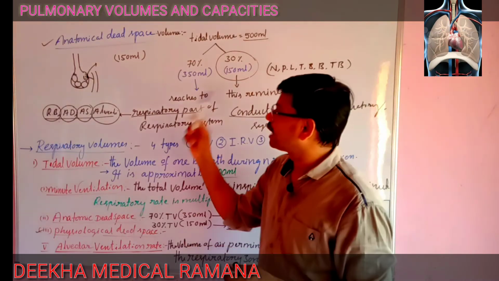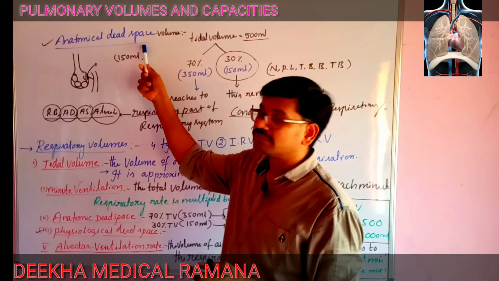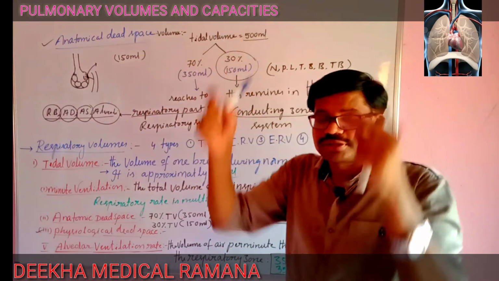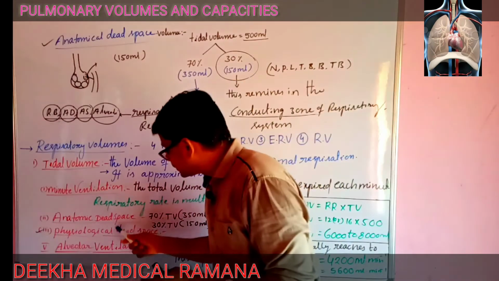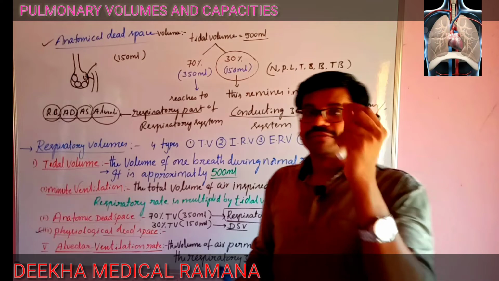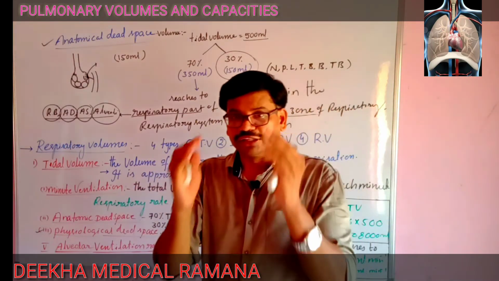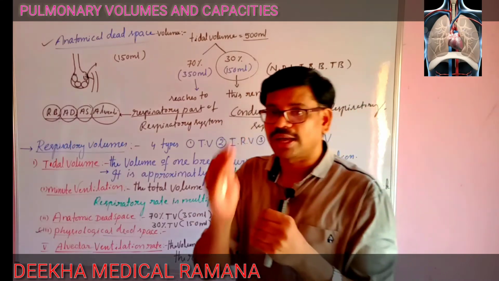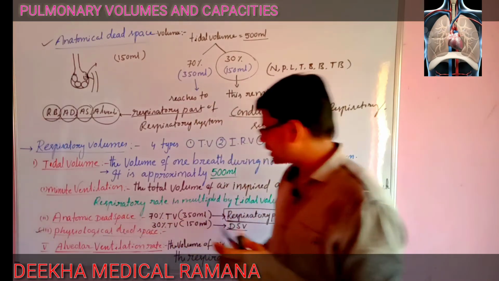I hope you understand anatomical dead space and physiological dead space. Anatomical dead space is the amount of air that remains in the anatomical structure of the respiratory system, from the nose to the terminal bronchiole. Physiological dead space is where the exchange of gases takes place, in the alveoli and blood. In the alveoli, some amount of air remains for a long time because the alveoli may be damaged. This is about physiological dead space.